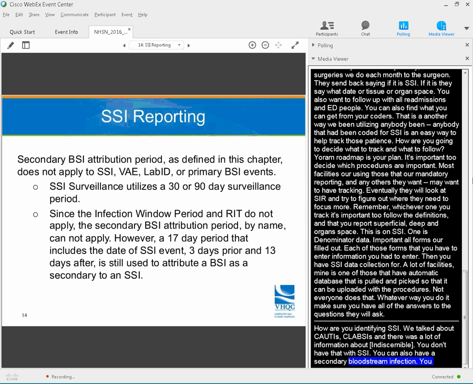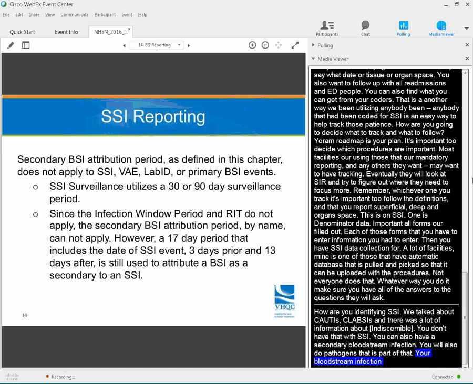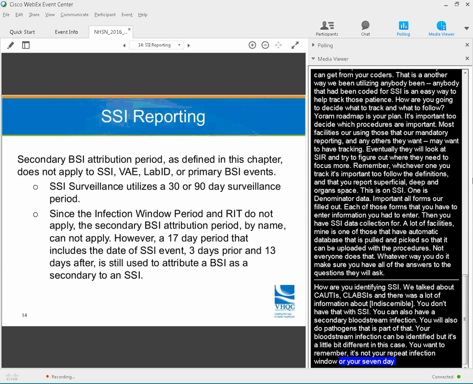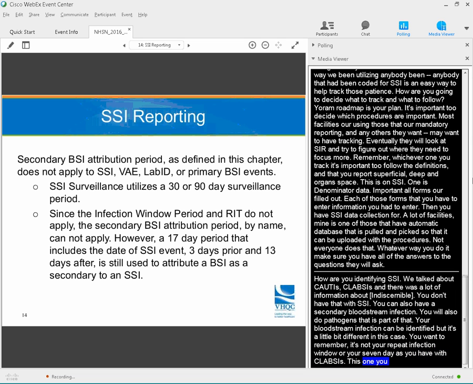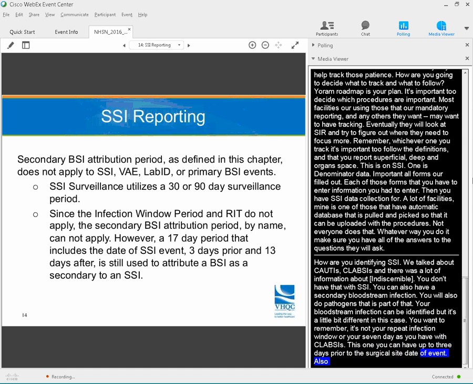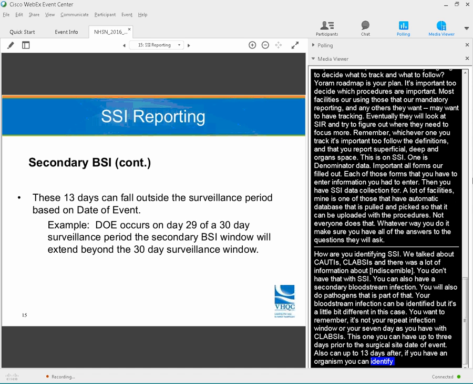So your bloodstream infection can be identified, but it's a little bit different in this case. You want to remember it's not your repeat infection window, and it's not your 7-day like you have with your other CLABSIs. This one you can have up to 3 days before your surgical site date of event, and you can also have up to 13 days after your surgical site event. Any time during that time you have a matching organism, you can identify this as a secondary bloodstream infection, sorry. All right, and these 13 days can actually fall outside of your surveillance period.